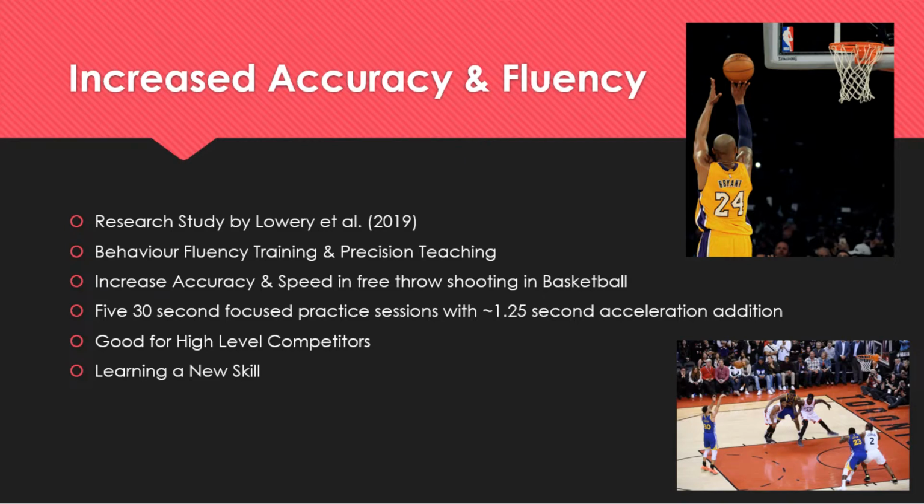In condition 2, the basketball players had 5 30-second focused practice sessions of shooting foul shots with acceleration aims of approximately 1.25 seconds added weekly to the session. This type of training improved the players' accuracy and speed while completing the skill. It is suggested by the study that athletes who are at a high level of competition use this kind of training to be better than their competitors.